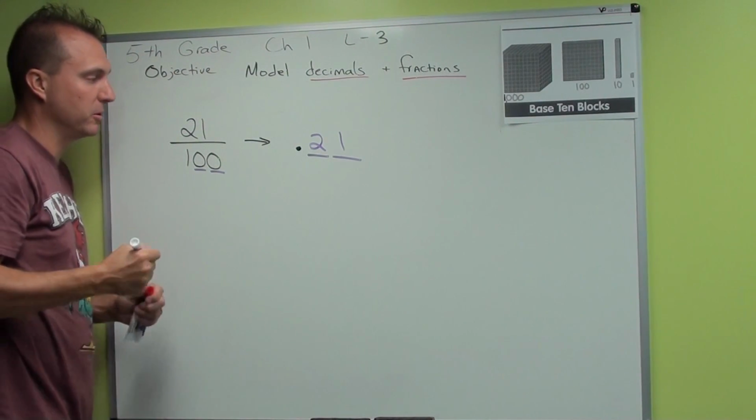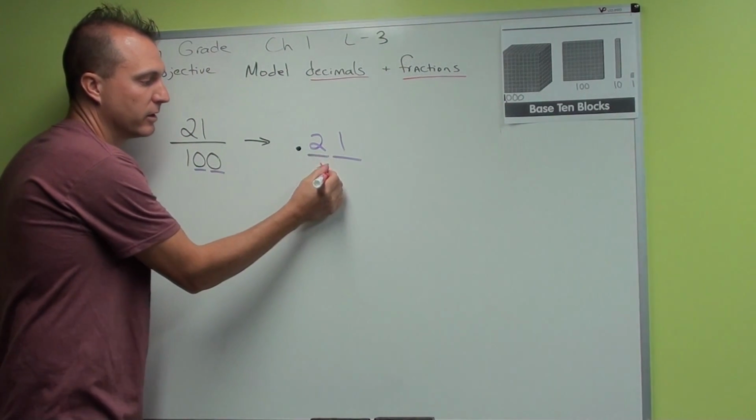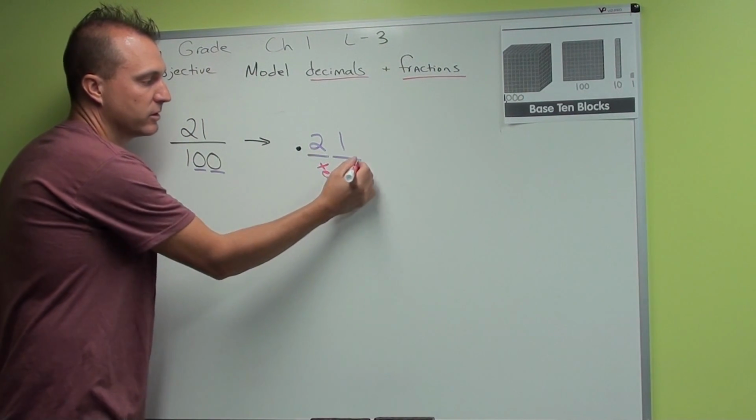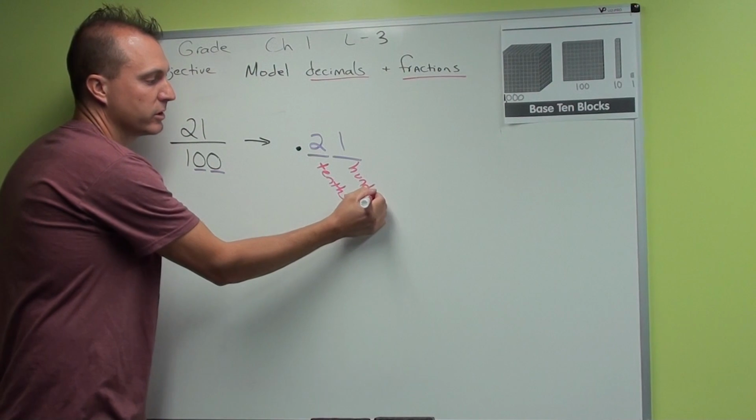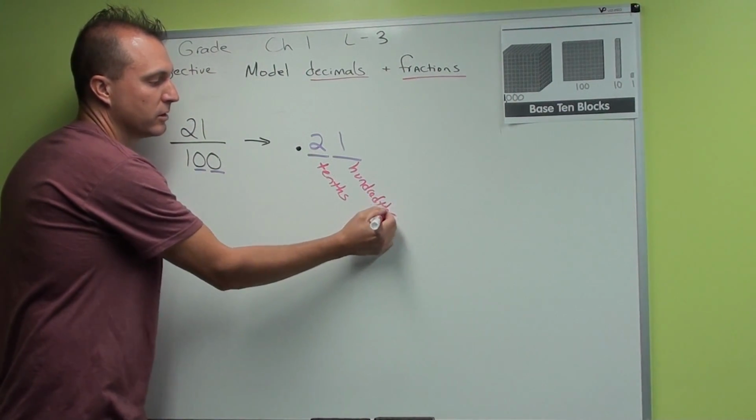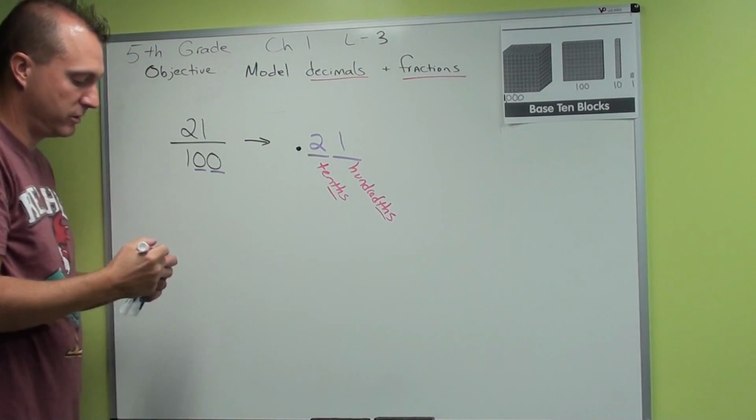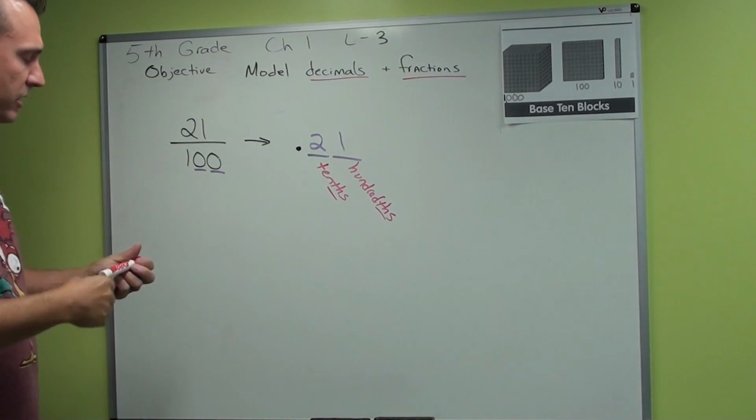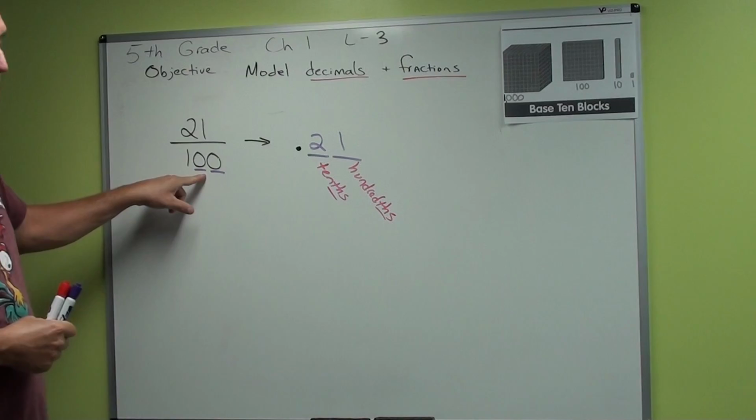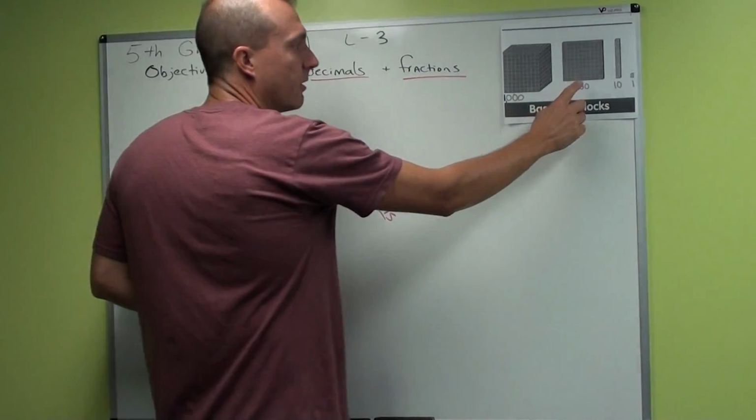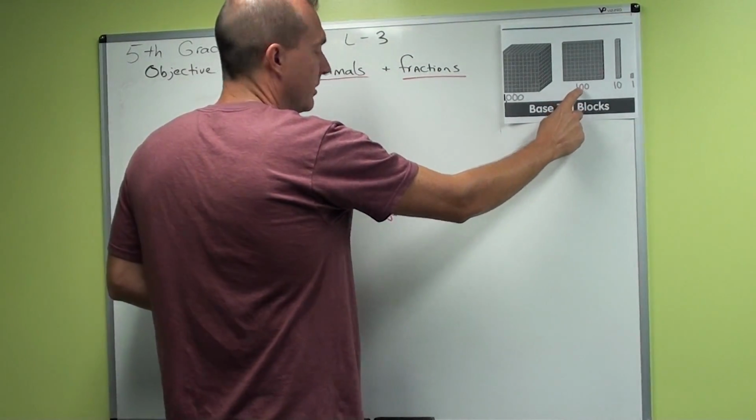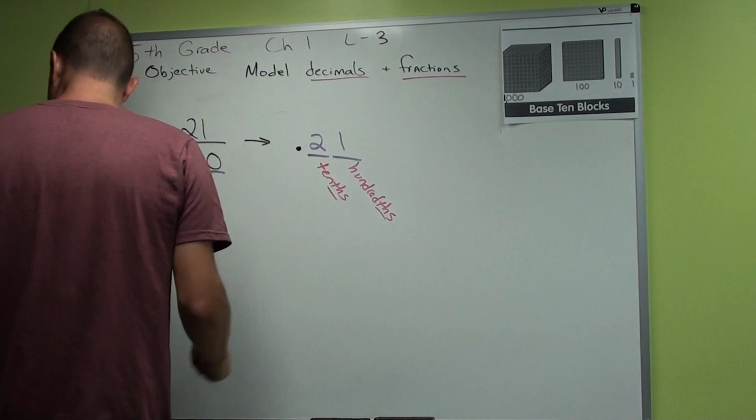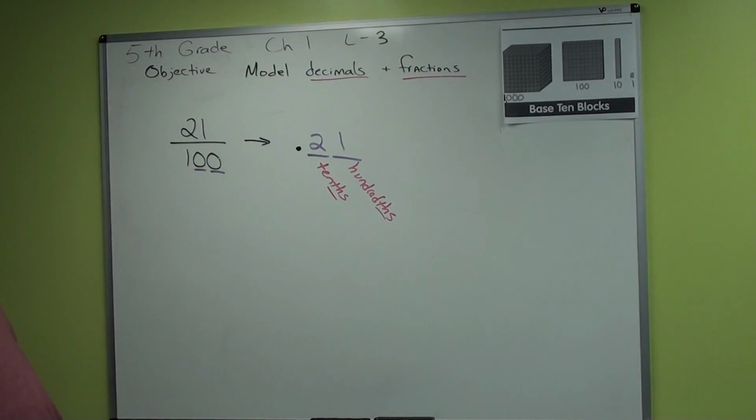We already did the decimal. Then this is our tenths. This is our hundredths. So now we're doing pretty good. Now we just need our model. It's out of 100. That means we're going to use our base 10 blocks. And I need 21. So I'm going to get one.